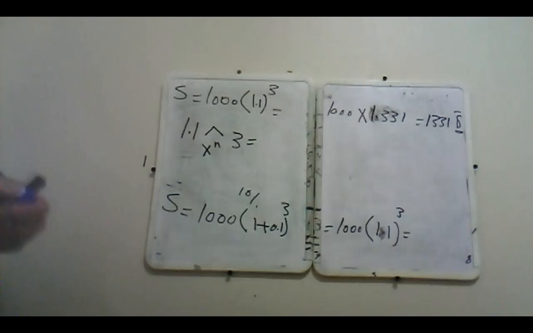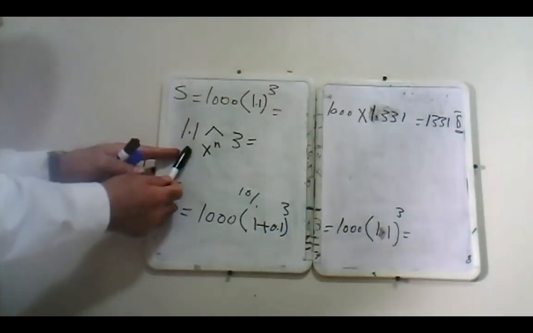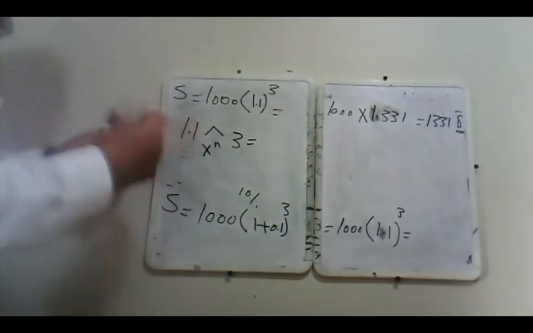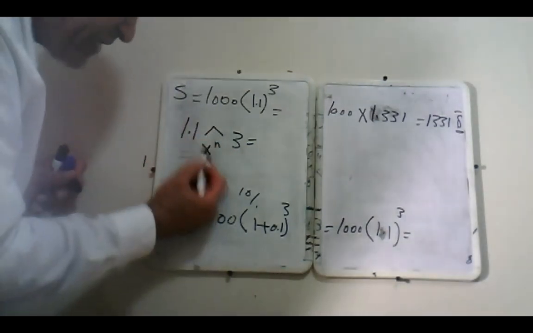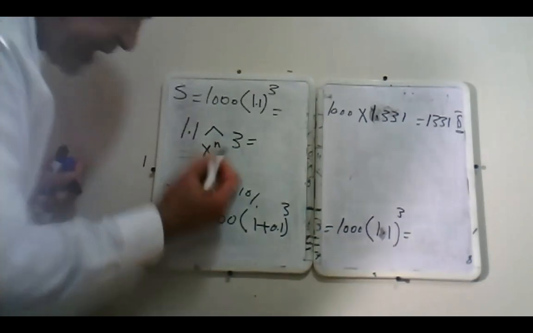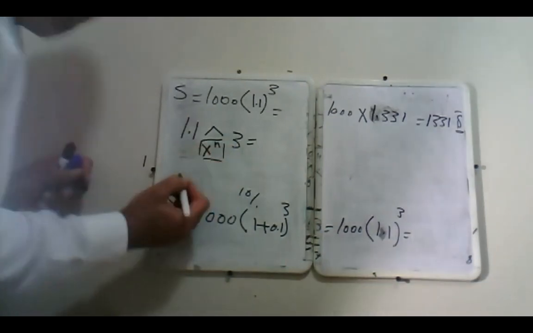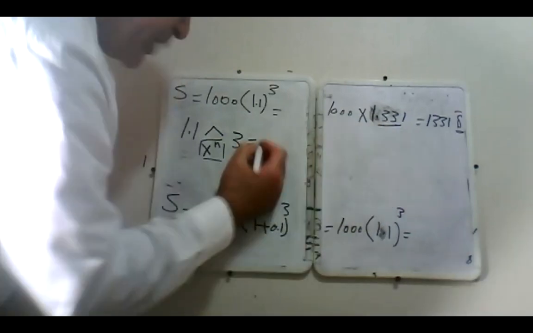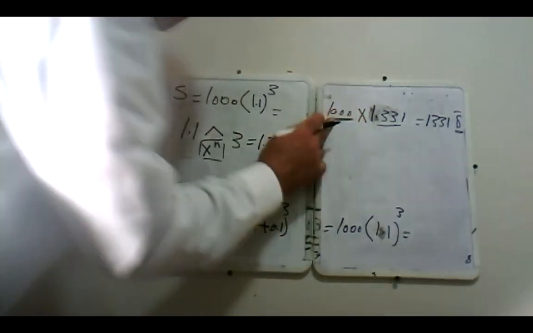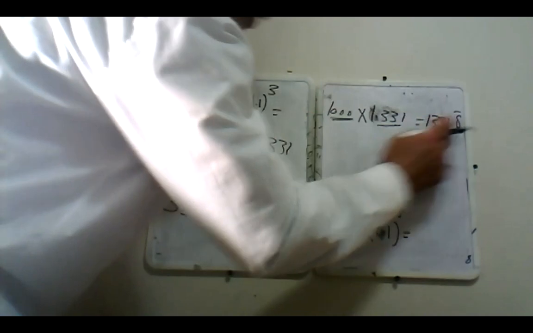Again, with the calculator, some calculators have this sign for the power, and some others have x power n, like my calculator, which I showed you. Then 1.1 x^n 3 gives me 1.331. When you multiply it by the principal, which is 1,000, that gives you $1,331. And this was the first example.